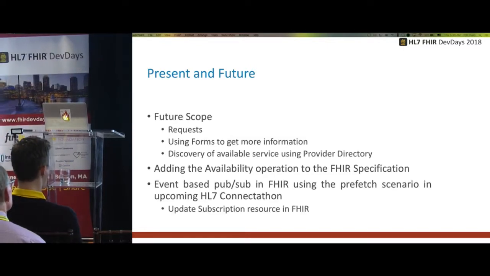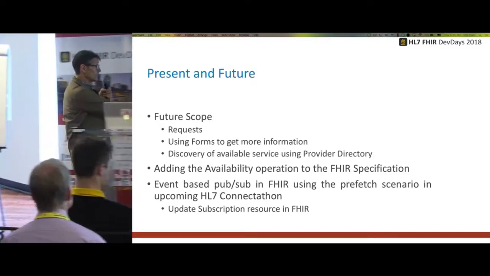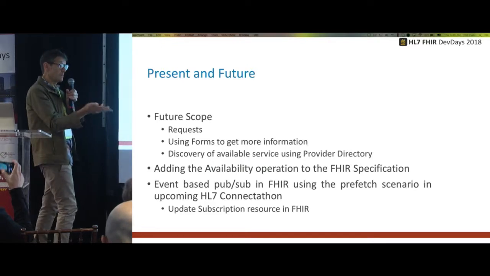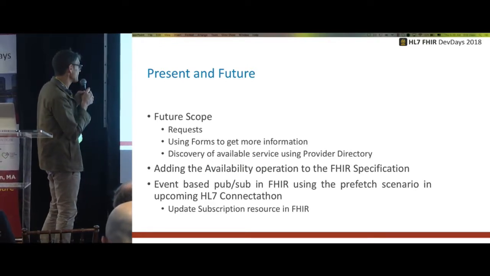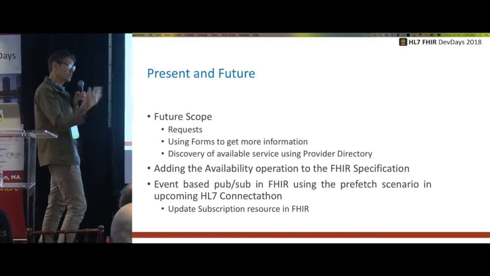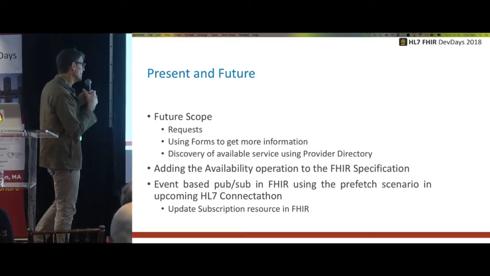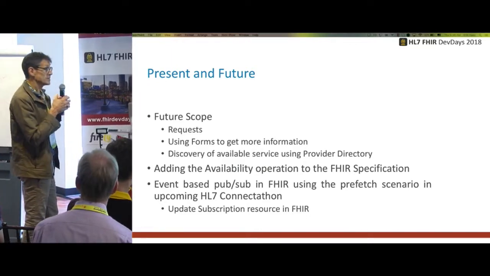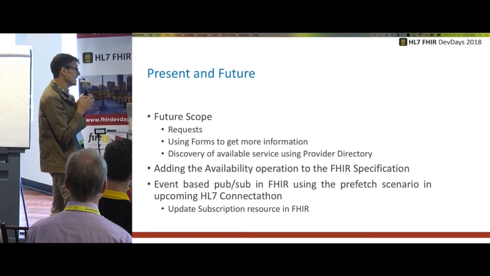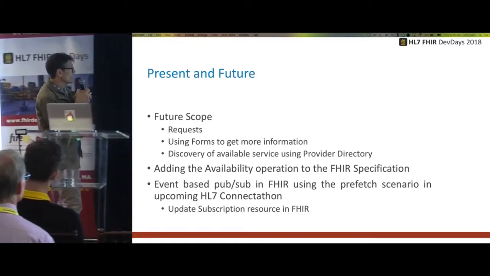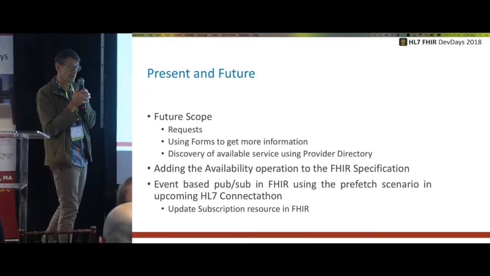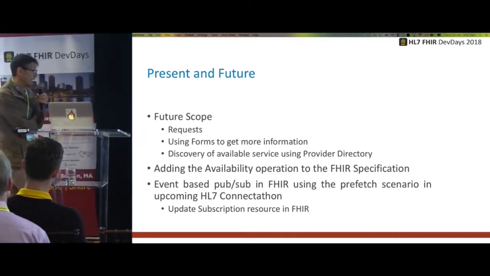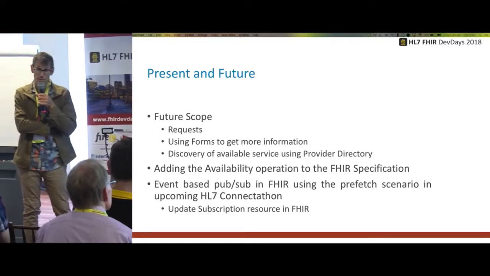Okay, as far as future scope, we talked about future scope before, things like requests. Instead of just asking for an appointment, doing a request for something more complicated like a surgery. Using forms, doing this more back and forth so you get more information back before you make the appointment. And then merging with the provider directory so you have more discovery of what's available. There's a lot more future scope in the guide. And as far as what we're looking at right now, the HL7 FHIR patient administration work group is looking at adding an availability operation to the FHIR specification.